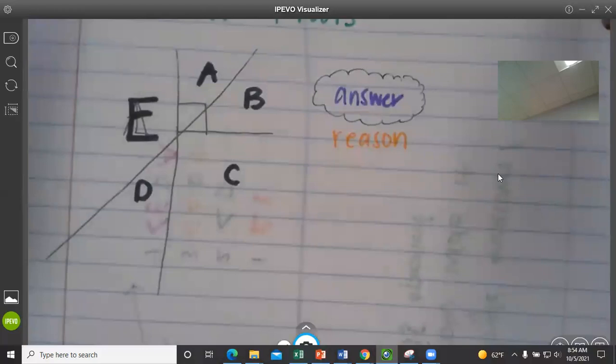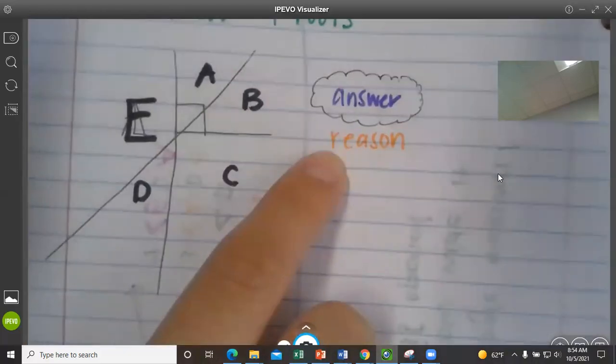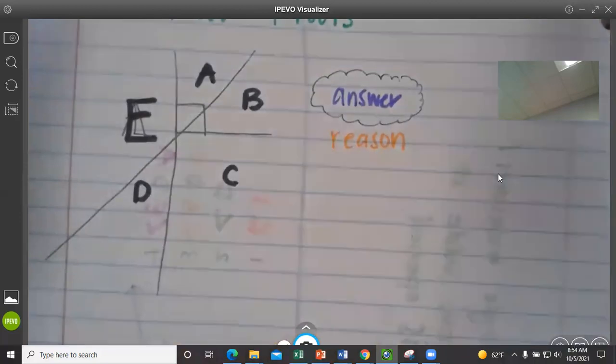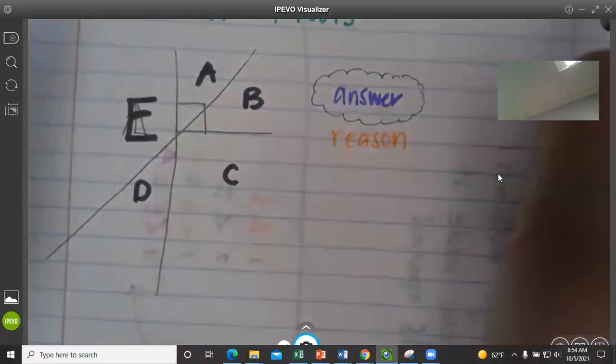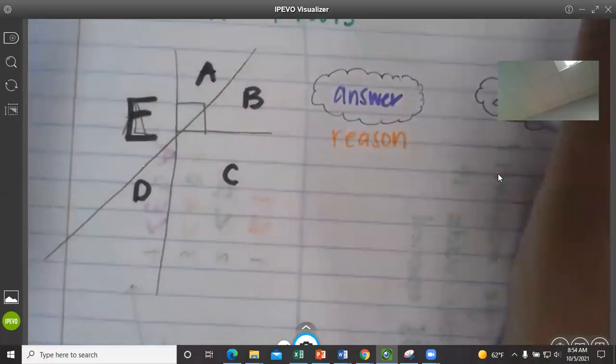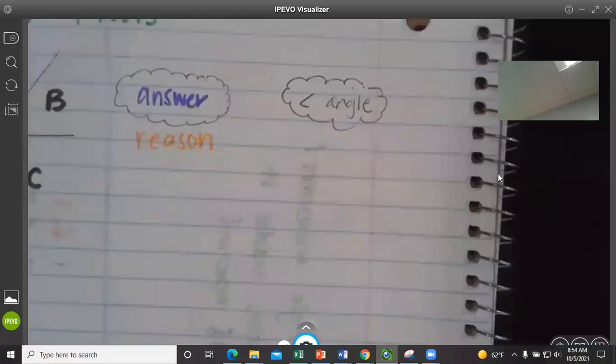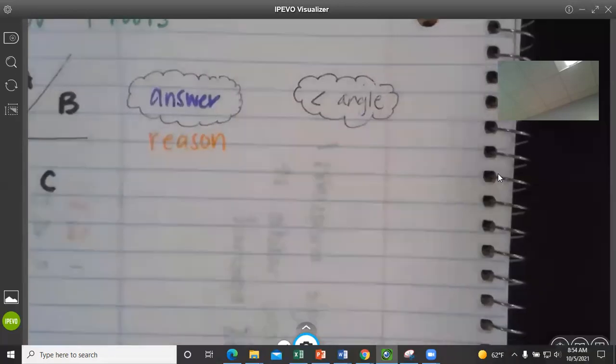Yes, the answer goes inside the cloud. We write the exact same thing, so copy the same thing. We're going to do an example together, but in all of the clouds the answer goes inside and then the reason goes underneath it. For the ones that we're doing, it's going to look like this. You'll put the angle inside the cloud, like angle A is this much, angle B is this much, angle C is this much.